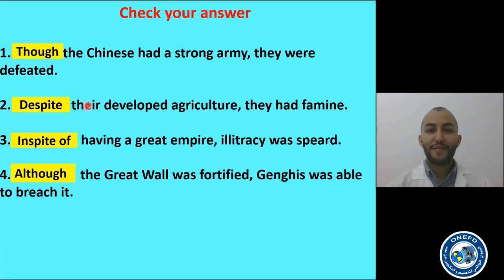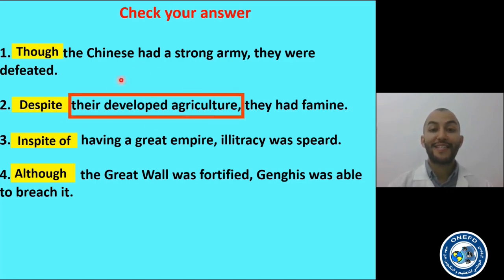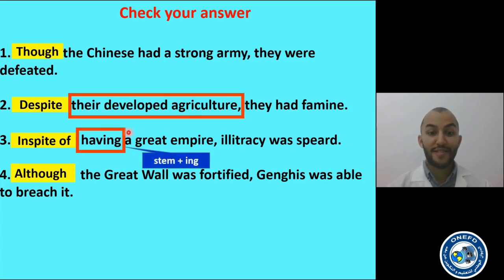Okay, so can you tell me why do we use despite and in spite of in these two particular sentences? Look at the second example: their developed agriculture is not a sentence, it is a phrase because there is no verb here. And for the other one, be careful, having is not a verb here because it's stem plus ing. It's a gerund here. Okay, let's continue.